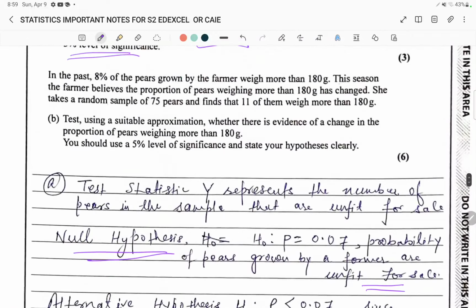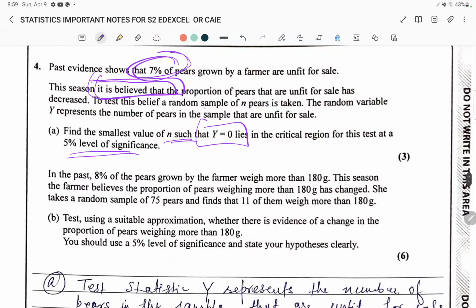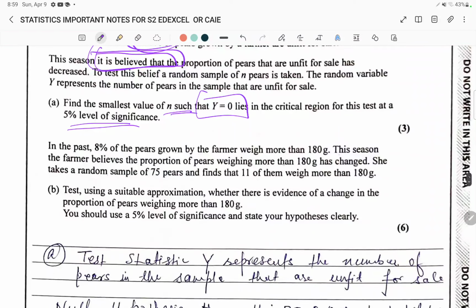What's the B part, guys? In the past, 8% of pears grown by a farmer weigh more than 180 gram. This season, the farmer believes the proportion of pears weighing more than 180 gram has changed. Earlier it was one tail because it was less, it decreased. But now the farmer believes the proportion has changed. So change means it can be high, it can be low.